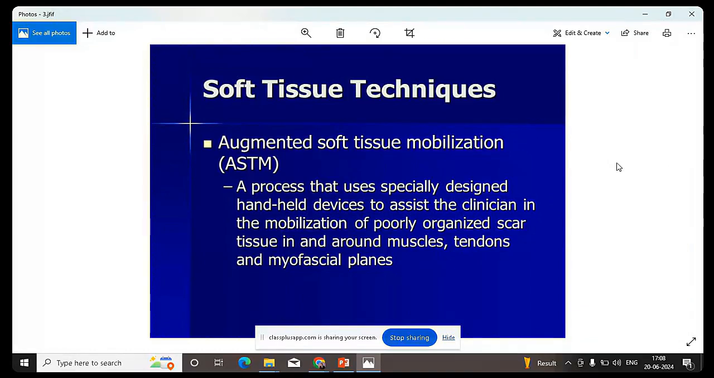In this particular ISTM, you can use it to remove the scar tissues around the muscle, the tendons, myofascia. We are going to see some of the videos of this soft tissue mobilization also.